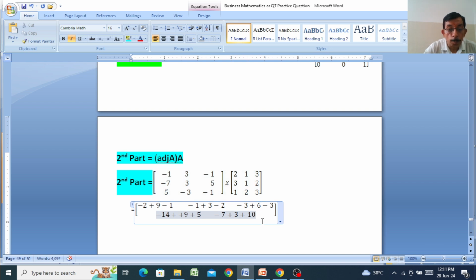Now the second row multiply the last column. -7 multiplied by 3, -21. 3 multiplied by 2, +6. 5 multiplied by 3, +15.